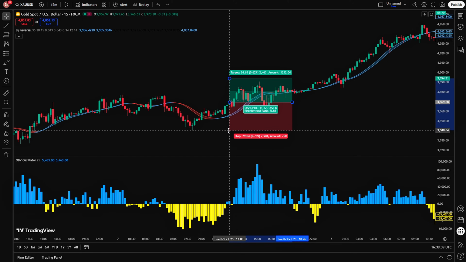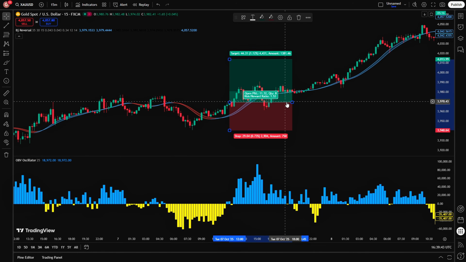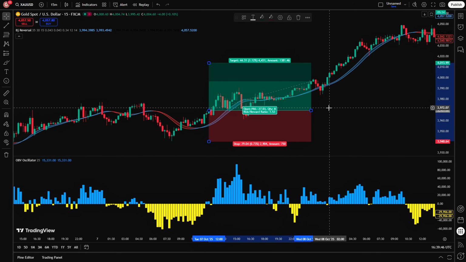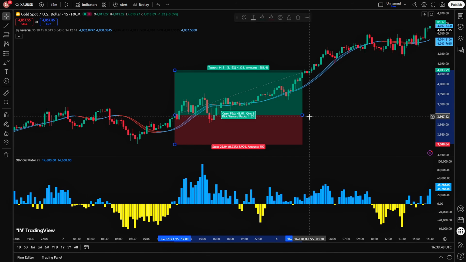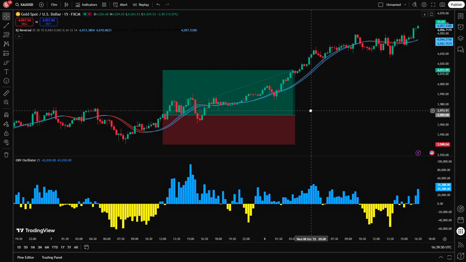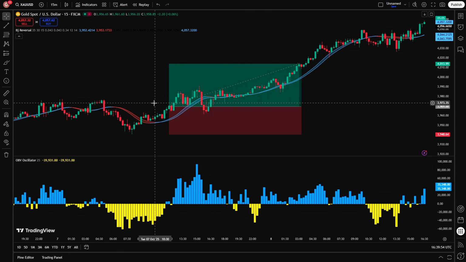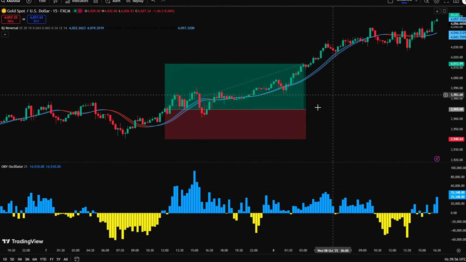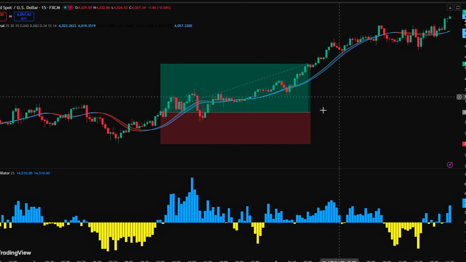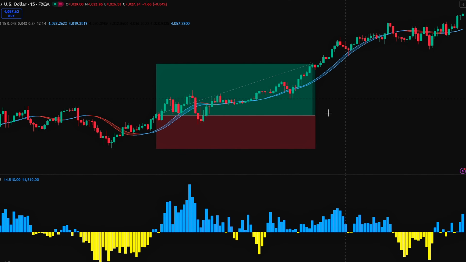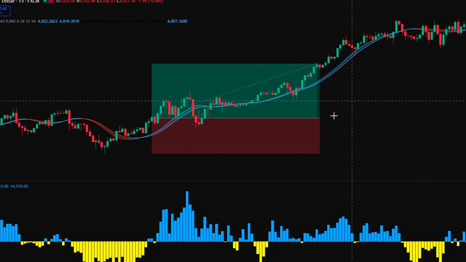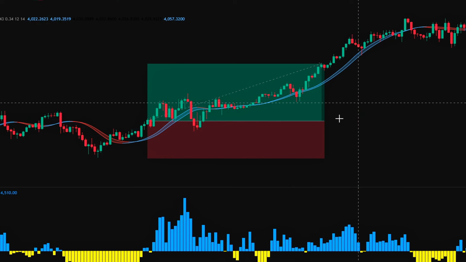Stop loss. Place your stop loss just below the T3 trend lines or beneath the most recent swing low, whichever level is closer and more logical according to the price structure. Take profit. Target a 1 to 1.5 risk-to-reward ratio, meaning for every 1 unit of risk, aim for 1.5 units of profit. This ensures balanced reward potential while maintaining solid risk management.